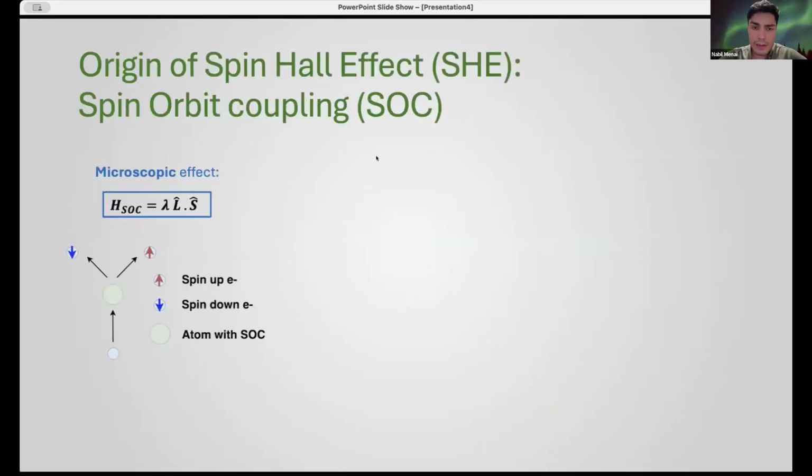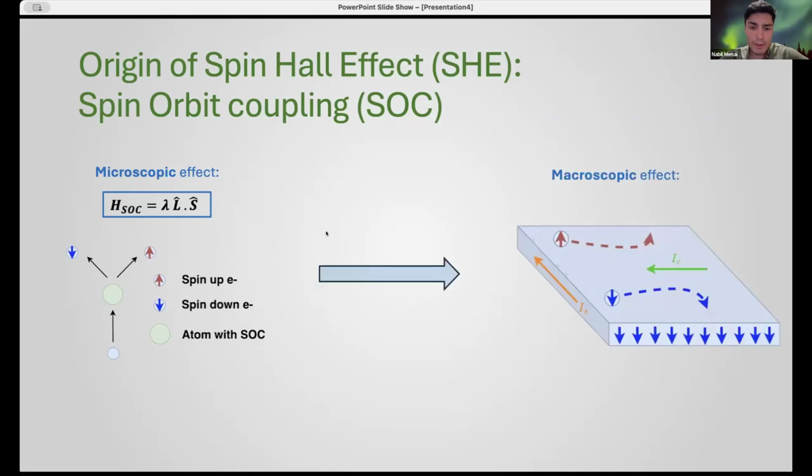For that, let's talk a little bit about spin orbit coupling. Spin orbit coupling is a relativistic effect where the deviation of the electron when confronting an atom with spin orbit coupling depends on its spin state. For example, in this picture, as you can see, if the spin of the electron is up, it deviates to the right side, otherwise to the left. Well, it depends, obviously, on the sign of the spin orbit coupling. And what happens macroscopically is that this can create what's called a spin current.